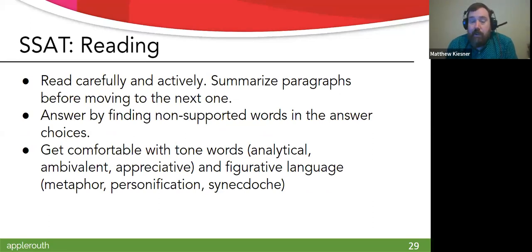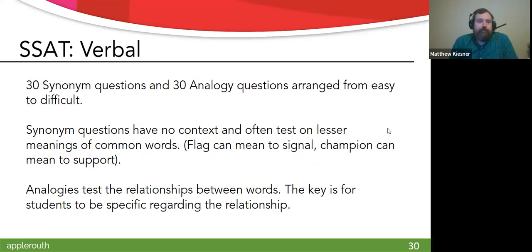They might give you a line and ask what figurative language it's an example of, and the answers are metaphor and personification or satire, things like that. Those can be a bit much for some students.